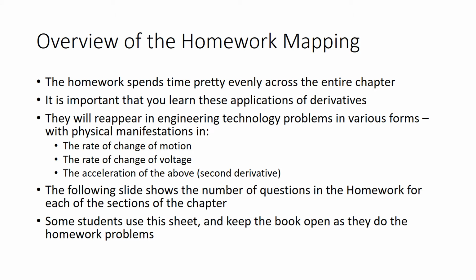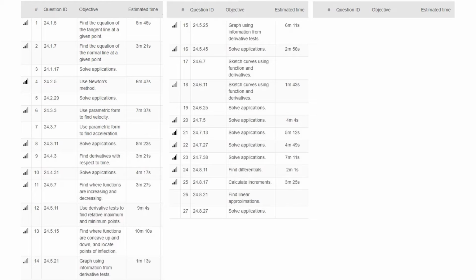Some students will use this next slide and keep the book open as they do the homework problems. So as you can see, the homework problems are numbered 1 through 27 on this page. You can see not only the question ID, but also which chapter and section. So the first question is Chapter 24, Section 1.